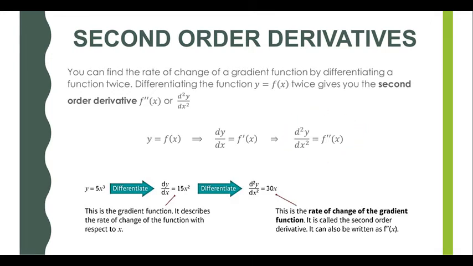The rule for differentiating is the same, so if we take an example, y equals 5x cubed, and differentiate that, we times by the power and take one off, so we get dy over dx is 15x squared. We know that this is our gradient function, or the rate of change of our original function with respect to x. We can then do exactly the same thing and times by the power and take one off to get our second derivative, d squared y over dx squared equals 30x. This is the rate of change of our gradient function, or the second order derivative.